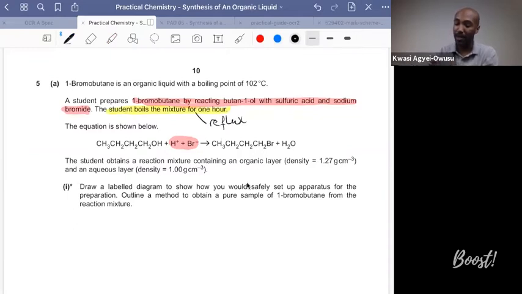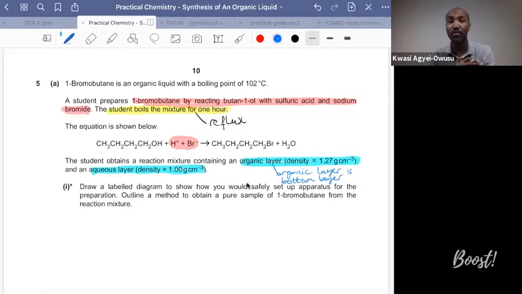Now you've got your balanced equation given to you. We're also given information about densities. The student obtains a reaction mixture containing an organic layer which has, we highlight this, a density of 1.27 and the aqueous layer has a density of 1. That's grams per centimeter cubed. Now that is telling you that the organic layer in your separating funnel is going to be the bottom layer.